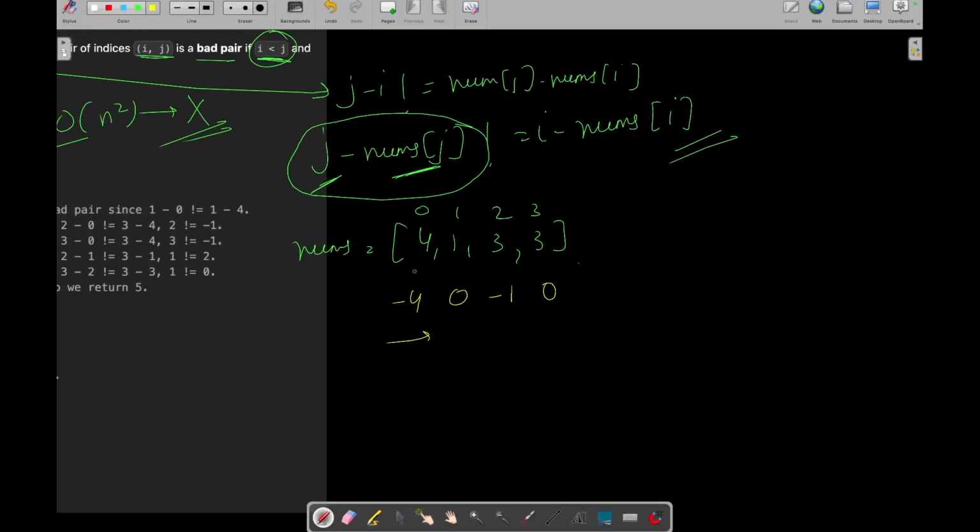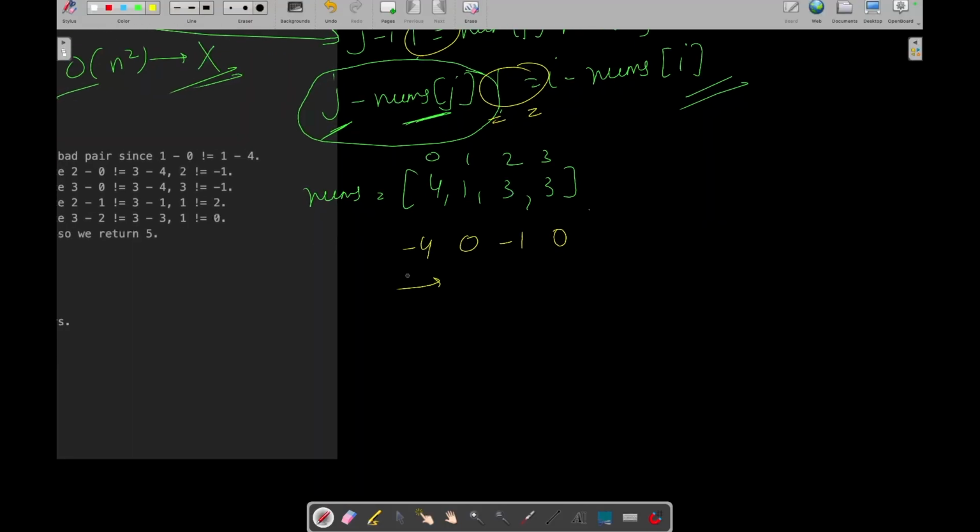Okay, let's see if we can find the number of good pairs. What will be the good pairs? If this condition is equal, that is j minus nums of j equals i minus nums of i, or we can say this condition gets satisfied, right? So let's see how we can find the number of good pairs. This is 0, this is minus 4, so we check whether they are equal. Oh no, they are not equal, so this is not a good pair. Now we will check this minus 1 with the previous values. Oh, they are also not equal, so this is also a bad pair. Then we will check this 0 against the values before it. Oh, this 0 matches, it means this is a good pair. Okay, so I have got one good pair.